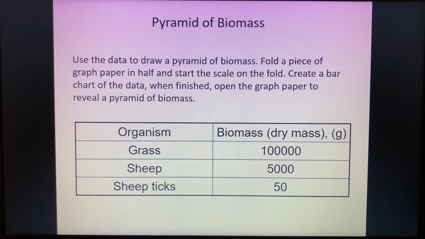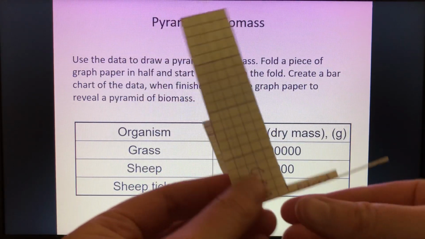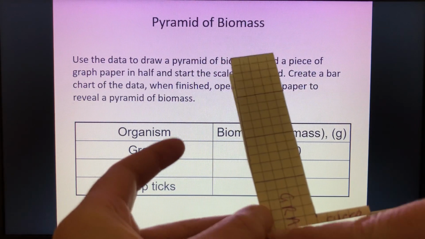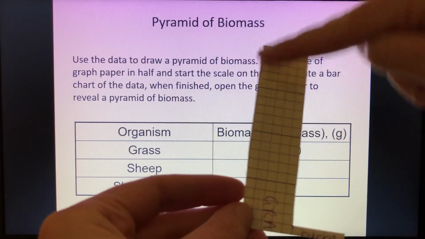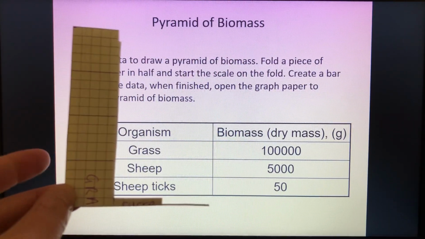So this is the pyramid that we're going to have a go at drawing. I've done this already to give you an idea of how it's supposed to look. What we're going to do is take some, ideally graph paper. To be honest, it doesn't need to be graph paper. It could be lined paper, whatever you can get your hands on. What I've done is I folded the paper in half, and along the fold of the line, I created a bar chart to scale to represent the data we've got.